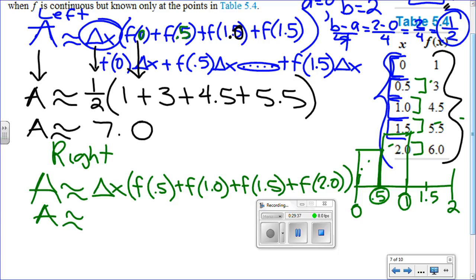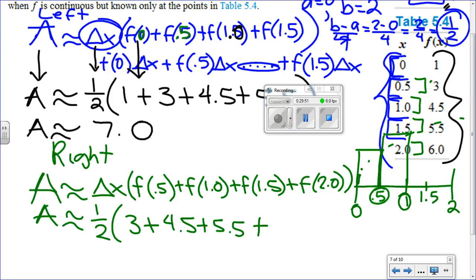Now we know already what delta x is: 1/2. f of 0.5 is 3. And then f of 1 is 4.5. f of 1.5 is 5.5. And f of 2 is 6. Is it 18? Yes. 18 divided by 2 is what? I think it's 19. Yeah, it's 19. 4.5 plus 4.5 is 9, plus 5.5 is 14.5, plus 6 is 19. 19 over 2, so that will be 9.5.